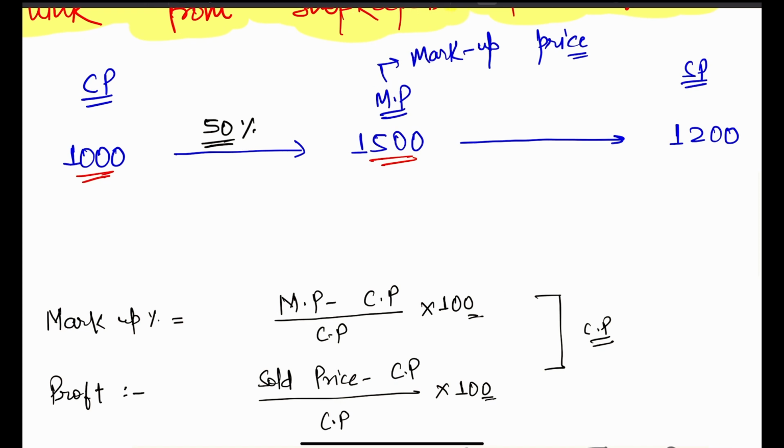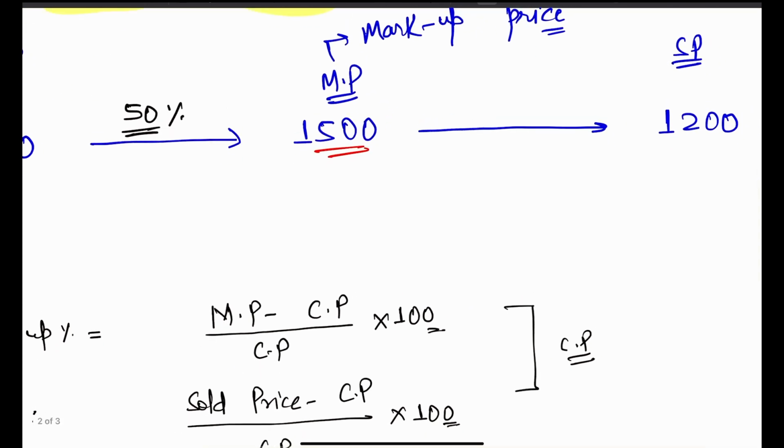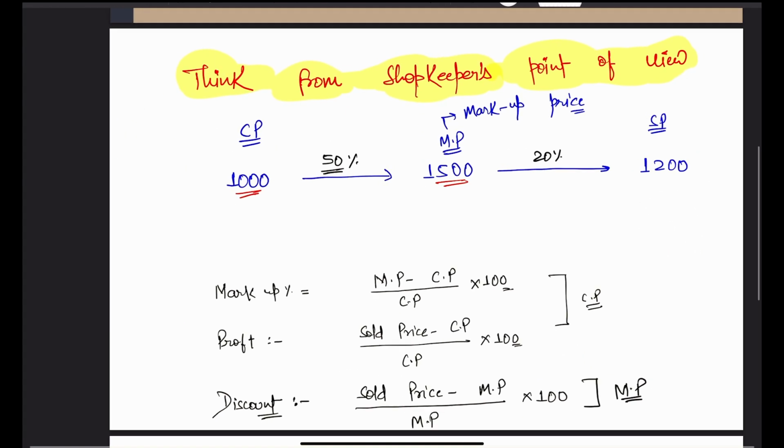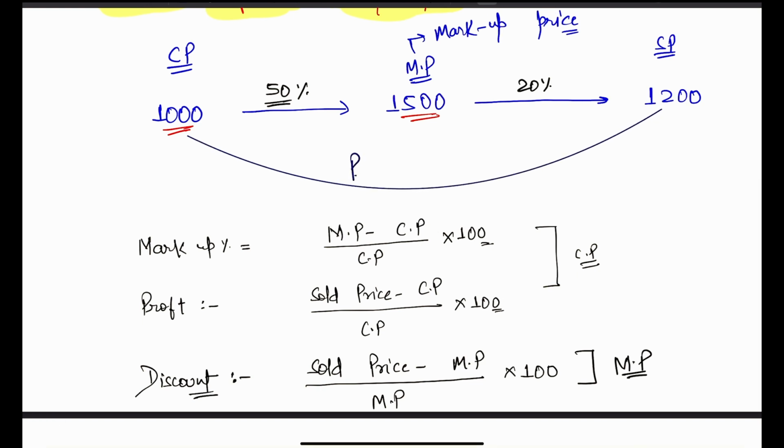So if the price of the good was written on the banner as 1,500 but I am selling at 1,200, how much discount am I giving? Discount is 300 in how much? Market price 1,500. So it will be how much? 20%. So I am giving 20% discount. But even after giving 20% discount, at the end of the day, the shopkeeper, I am making how much profit? So my profit is again 20%.